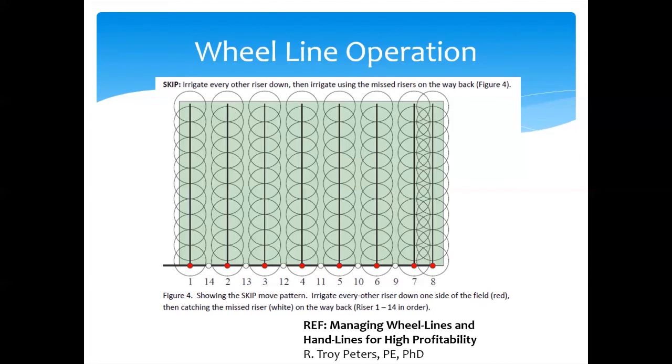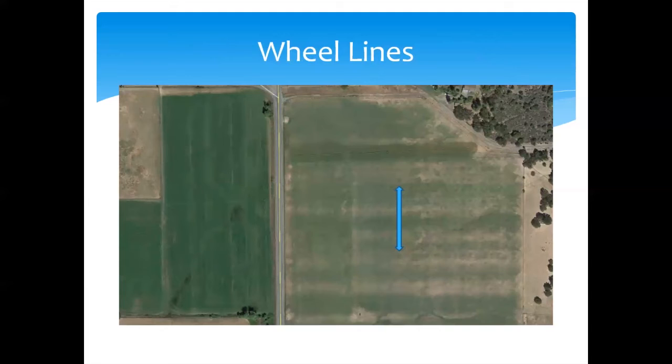The aerial wheel lines, and you can see sometimes if you don't have enough pressure or if the nozzles are worn out and you're not getting a good throw distance on your sprinklers, you can have dry spots between each of your sets where the sprinklers aren't overlapping enough.